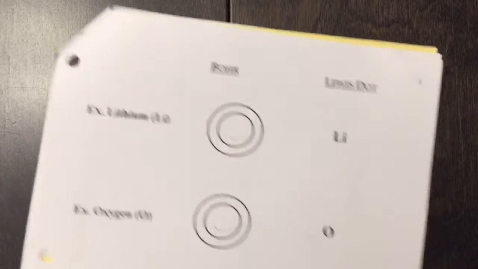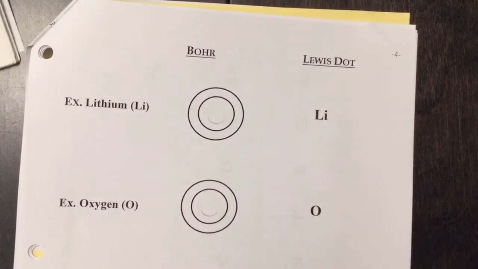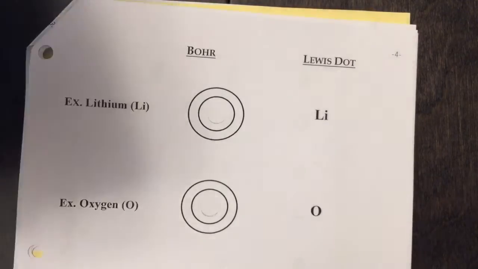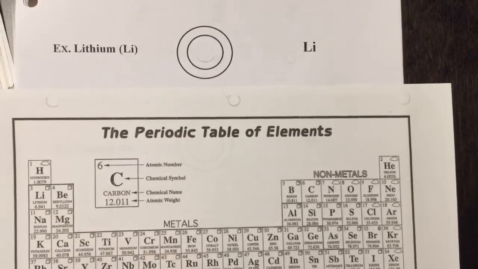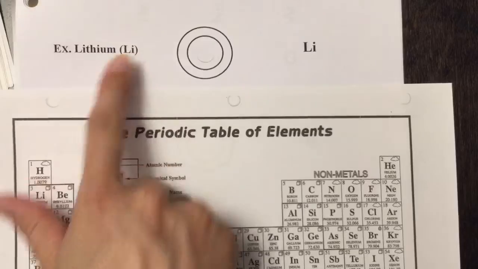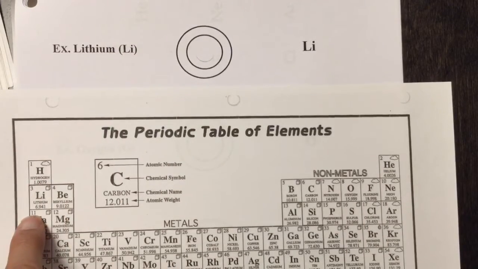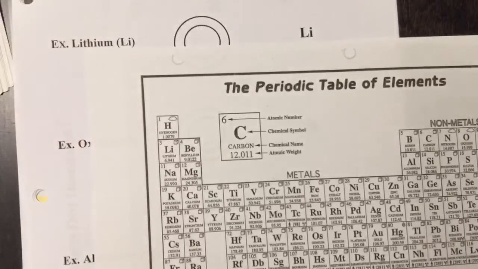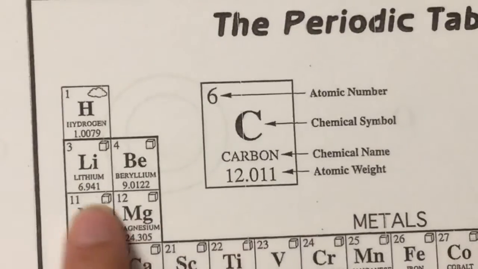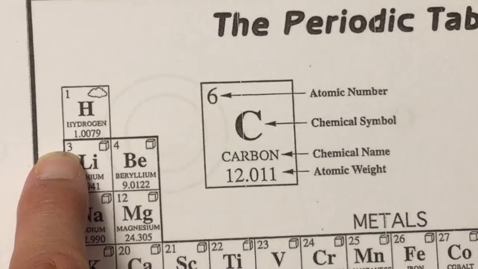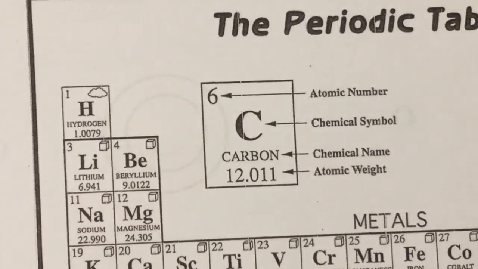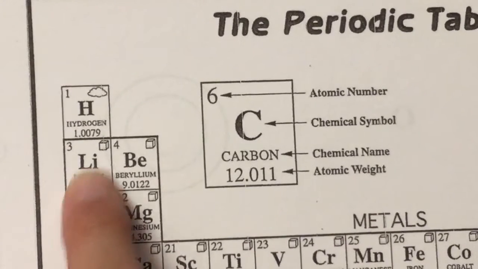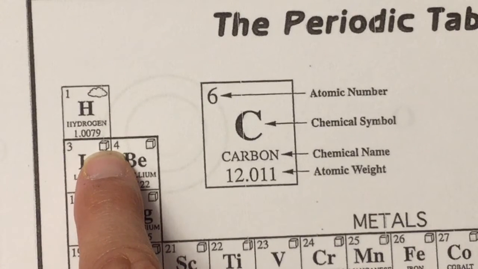Okay, turn the page. Let's compare what the Bohr diagrams and the Lewis dot diagrams look like. Now we want to take out our periodic table, and we're going to look for lithium. Lithium has the symbol Li. Up here is the atomic number, always in the top left-hand corner on the periodic table, and on the bottom is the atomic mass. Then we have the symbol, the name, and what state it is, solid, liquid, or gas at room temperature.